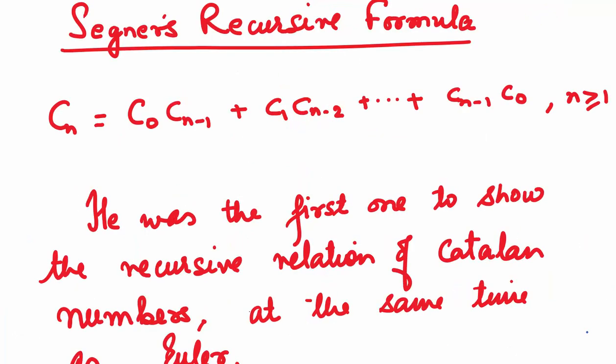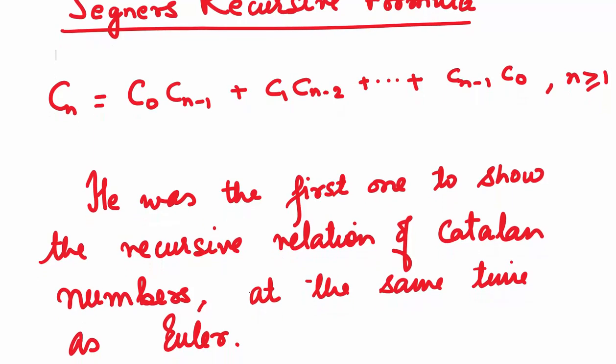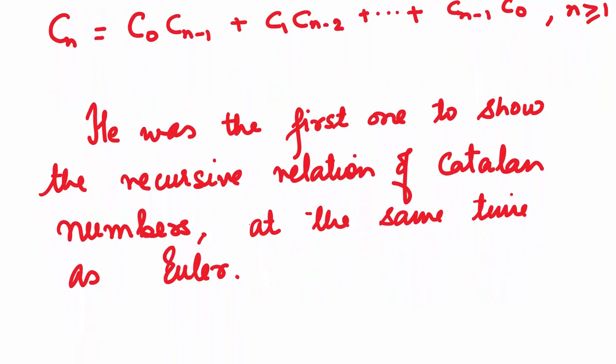Let's look at a recursive formula. This formula was given by Segner. Cn is equal to C0 C(n-1) plus C1 into C(n-2) plus and so on, plus C(n-1) into C0, for all values of n greater than or equal to 1. Now, Segner was the first one to show that there is a recursive relation between the Catalan numbers, and he did that at the same time as Euler. That's why these numbers are also known as Euler-Segner numbers.